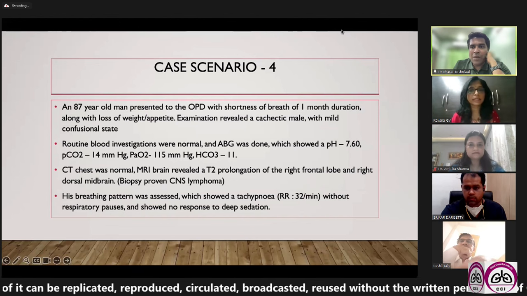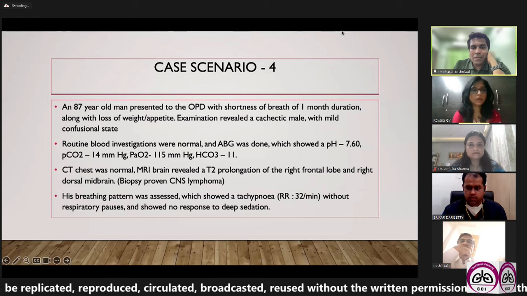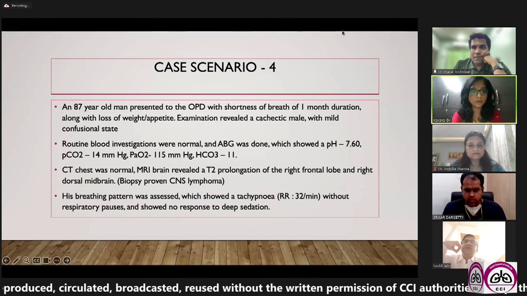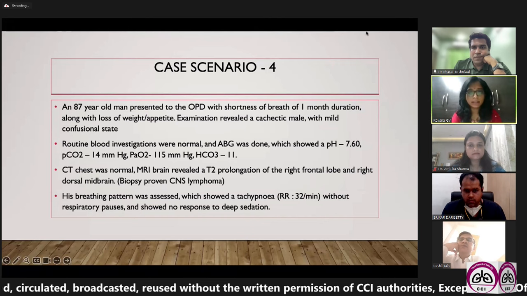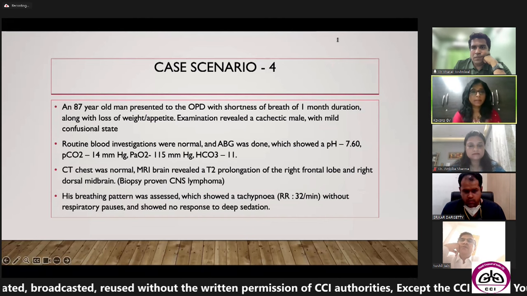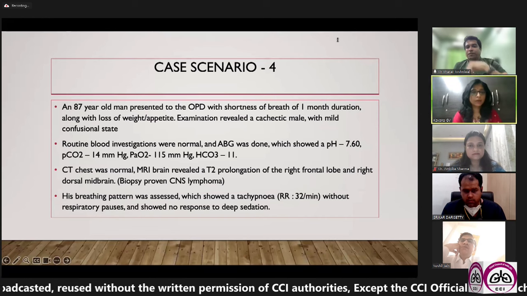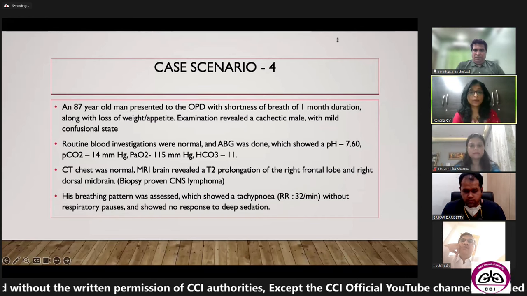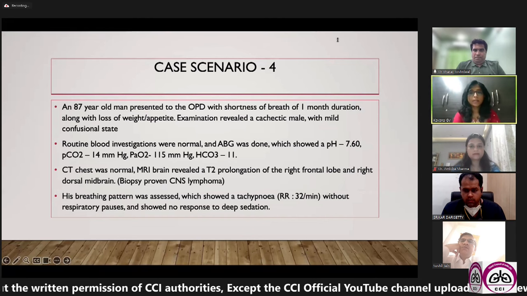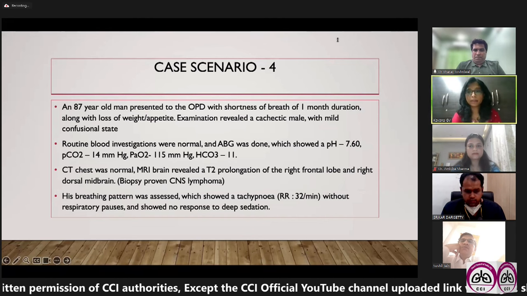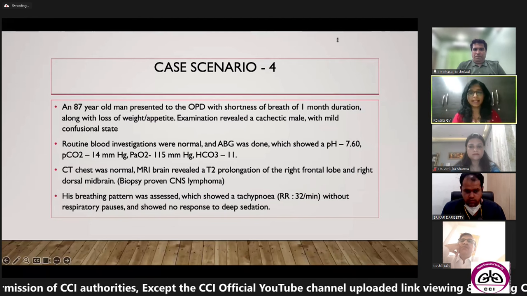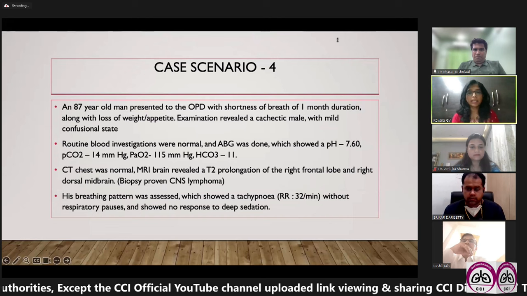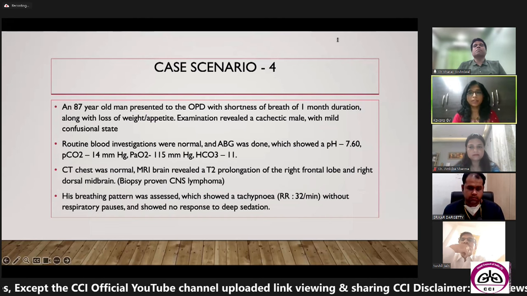Hello, Kavana ma'am. So it's a case of an 87-year-old man who's presenting to the OPD. As we see here, in the ABG analysis, pH is high, PCO2 value is low, where the ABG analysis points towards respiratory alkalosis. So Ambika madam has excellently explained already the scenario behind this. It's a case of central neurogenic hyperventilation.